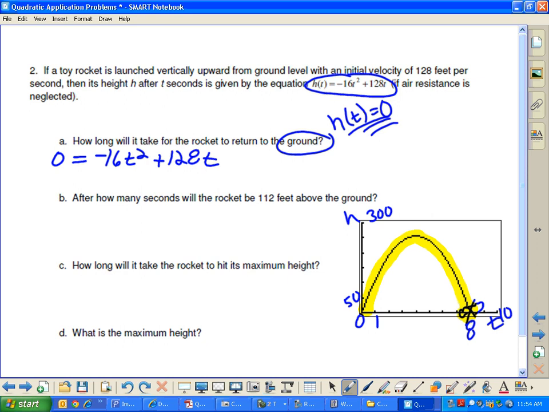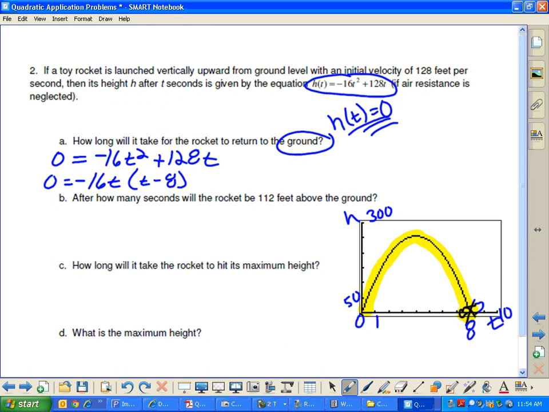You could do the quadratic formula on that. But I see that 16 and 128 have a common factor. I'm going to use my GCF method. Take out a negative 16t, and what's left over is t minus 8. So when you use the factoring method, you have to get one side equal to 0. Always try your GCF method. It worked this time. So I took out my GCF.